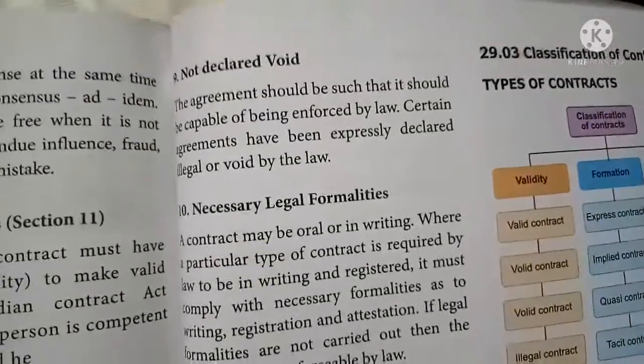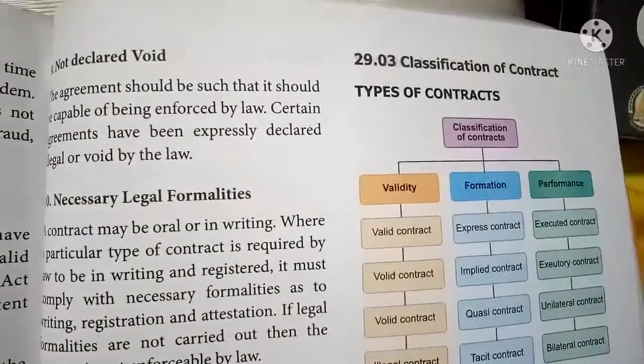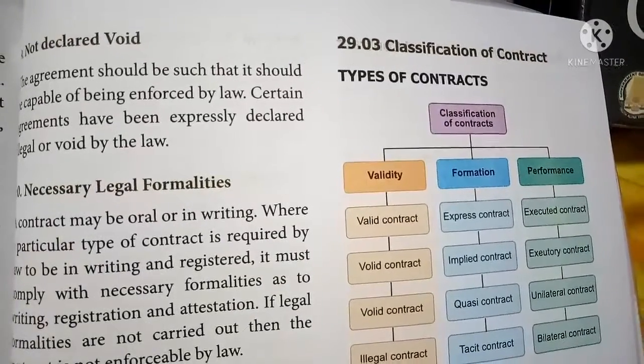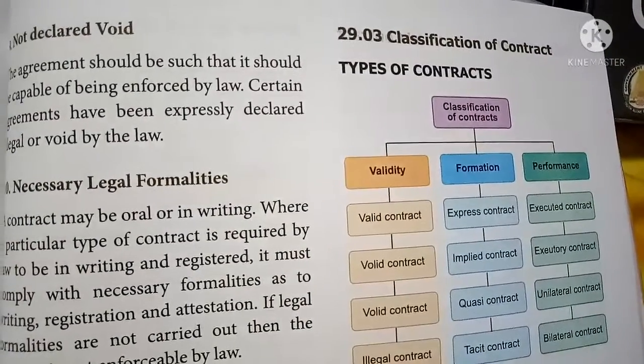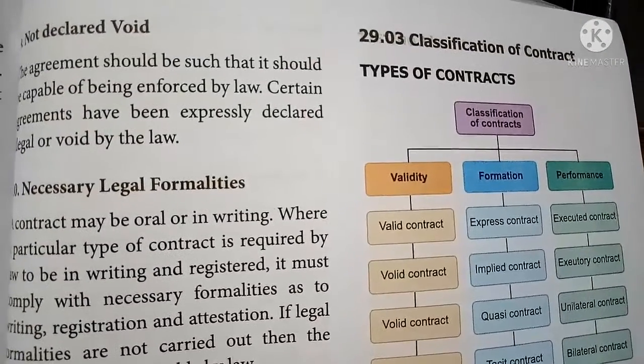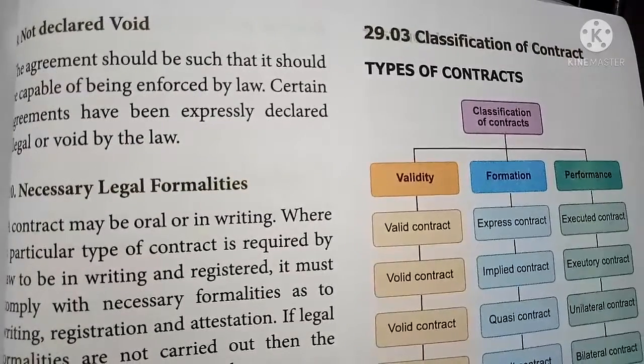The next one is not declared void. The agreement should be such that it should be capable of being enforced by law. Certain agreements have been expressly declared legal or void by the law. So the agreement should be a valid one, not a void one.